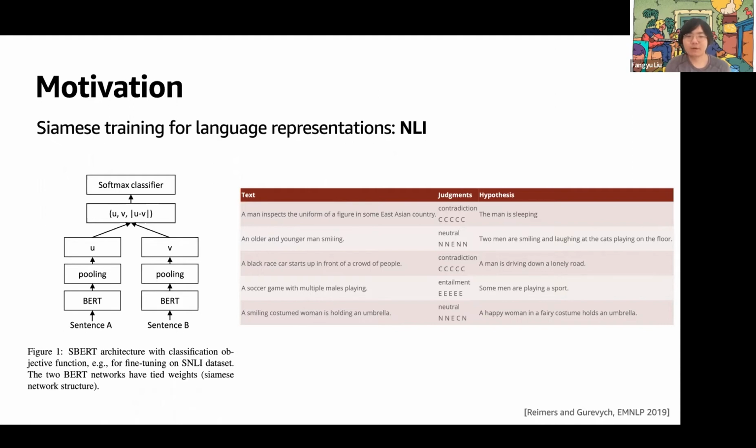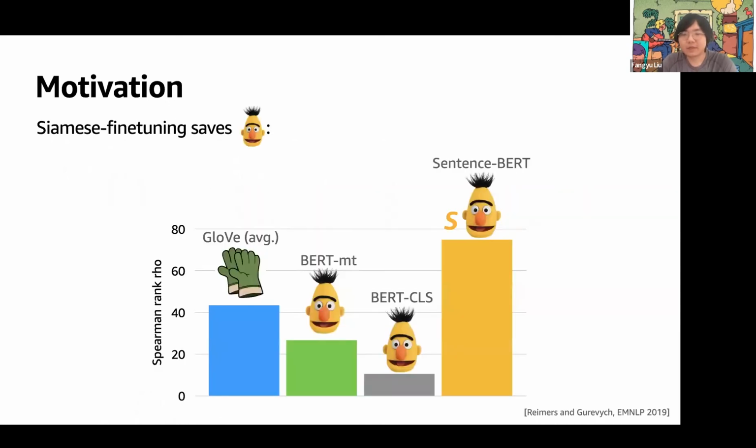So it's this two-tower or dual encoder structure they have, and they input sentence pairs to the model, get two embeddings, U and V. Then based on these two embeddings, they will perform a three-way classification. So it turns out that after this fine-tuning process, BERT becomes much better than before on representing sentences. So the sentence BERT, we call it SBERT here, outperforms all the BERT models before and outperforms GloVe word embeddings by a very large margin. So this kind of Siamese dual encoder fine-tuning really saves BERT.